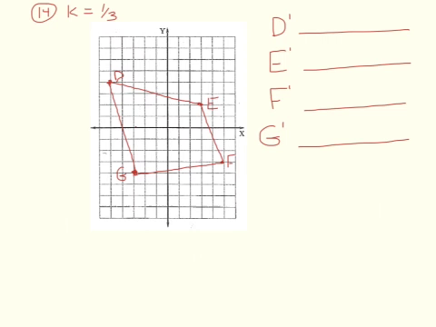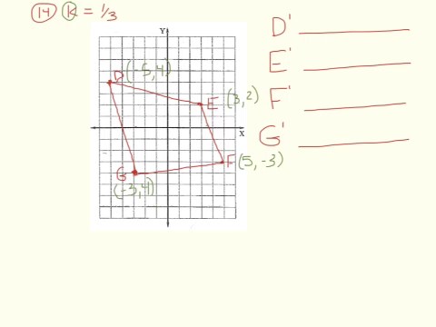Okay, on number 14, we're supposed to dilate this image by the given scale factor, and by the way, they'll call scale factor, usually use the variable K, so the scale factor for this one is 1/3. So what you need to do first is write down the coordinates of each of these points that are given to you. So I have all the original coordinates here. D is negative 5, 4, E is 3, 2, G is negative 3, 4, and F is 5, negative 3.